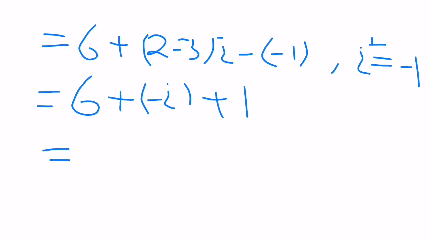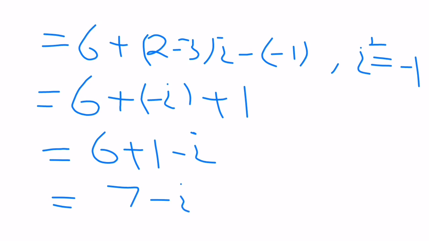Now 6 plus 1 into minus iota, this becomes 7 minus iota. So the result is 7 minus iota. This is the product of two complex numbers z1 and z2.